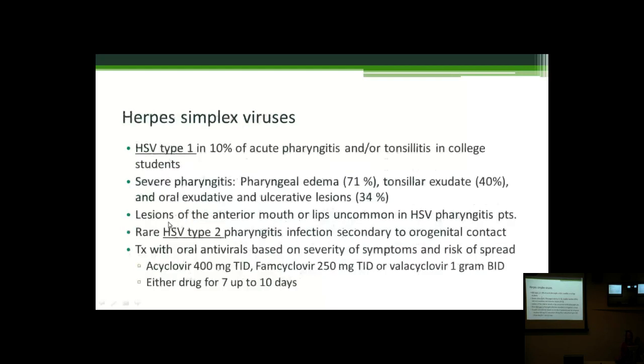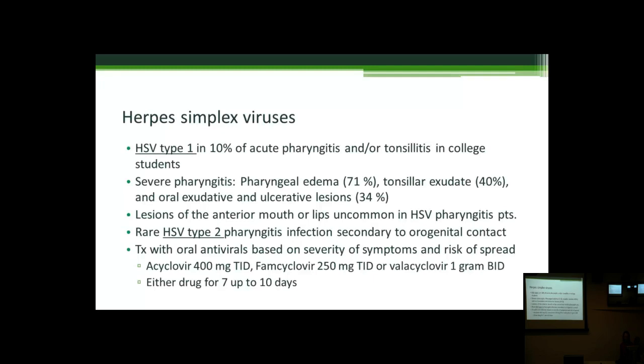Okay, next virus, herpes simplex viruses, type 1 and type 2. Type 1: 10% of these patients will have acute pharyngitis and/or tonsillitis type symptoms. Often you'll see this in college students due to the herding of college students surrounded by others who are sick all the time. Severe pharyngitis may be seen with severe edema, tonsillar exudate, with or without exudate around the throat, and ulcerations in the oral cavity area. Oftentimes you'll see lesions around the throat, around the buccal mucosa and such.